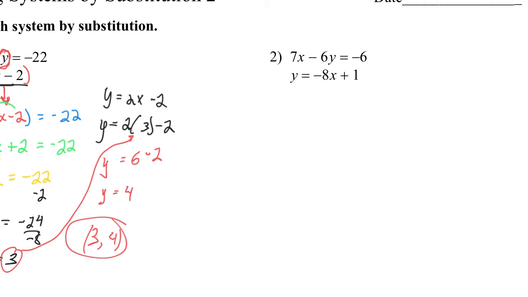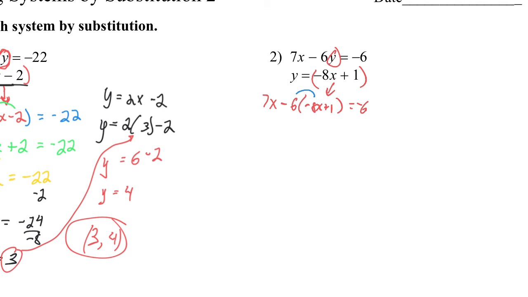So I'll do one more here. So this negative 8x plus 1 is going to go in place of the y in the first equation. So I have 7x minus 6 times y equals negative 6. So in that blank parenthesis, that's where I'm going to put the negative 8x plus 1. And then you go about solving just as if it's a normal equation.